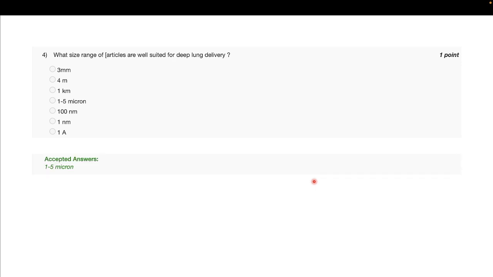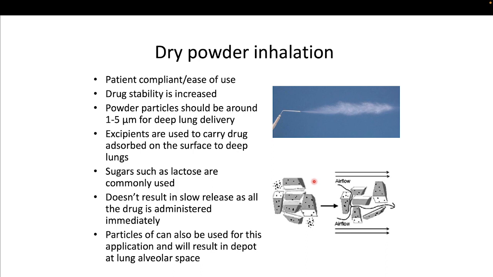The right answer is 1 to 5 micron, because that is the desired size range so that particles reach the deep lung. If you have gone through this slide, it is mentioned here also that if your powder particles are in the range of 1 to 5 micron, they can reach the deep lung, and from there they can be absorbed into the bloodstream and used for systemic circulation as well. You get that only when you have formulated your particles in this range and you are administering them using dry powder inhalation.